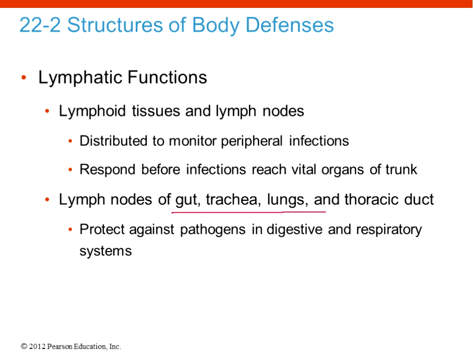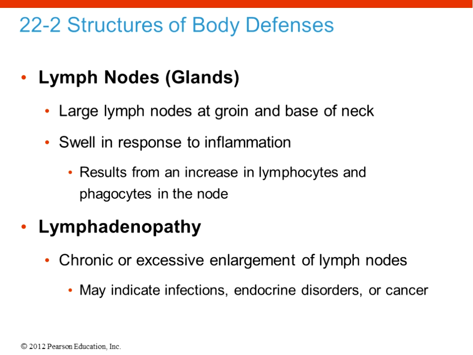You have lymph nodes in the gut, trachea and the lungs, which protect against pathogens in these digestive and respiratory areas. When we do digestion and respiration, you'll see there are lymphatic vessels or lymphatic cells in those specific areas, because if you think about it, through our mouth, down into our lungs and into our stomach, that's an easy way for bacteria, pathogens and other things to enter our system. So you want to have some lymphatic activity in those areas. When we cover digestion and respiration, you'll be able to take note of the way our body defends itself in those locations, because that's an easy way for pathogens to enter.